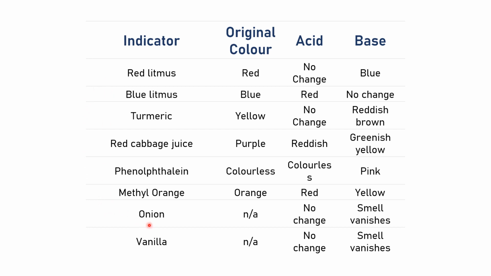Onion: we don't have to mention the color, because these are olfactory indicators. It doesn't have any color, it's not required here. With acid, if you take onion juice and put acid, there won't be any change. There won't be any change in smell, you can still smell the onion, right? And if you put base in it, the smell vanishes. This you can also try at home.